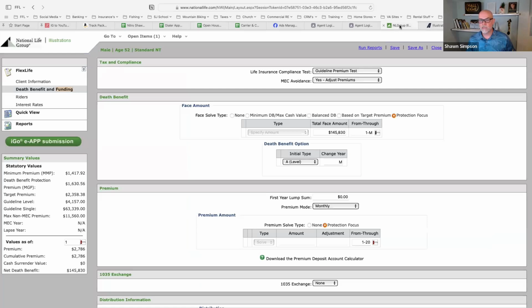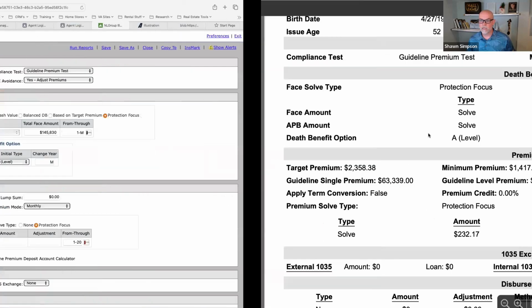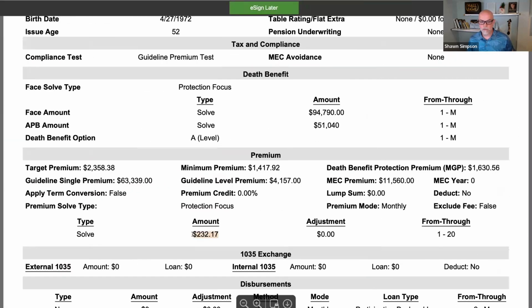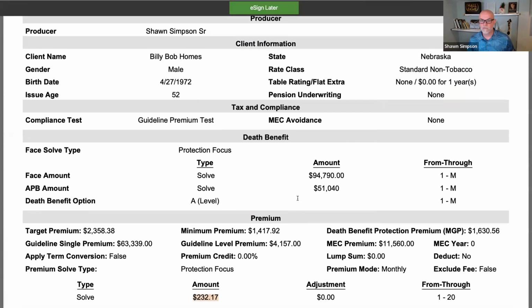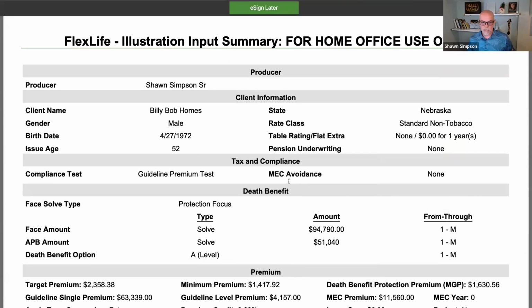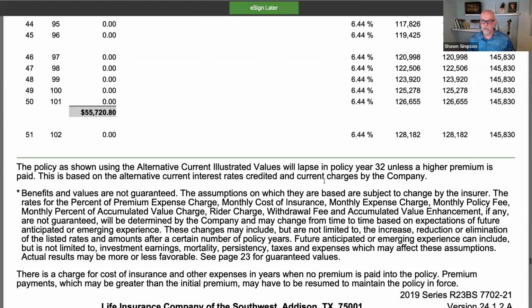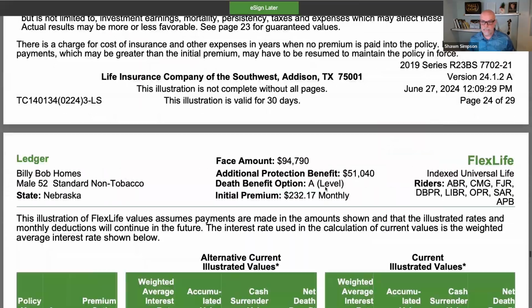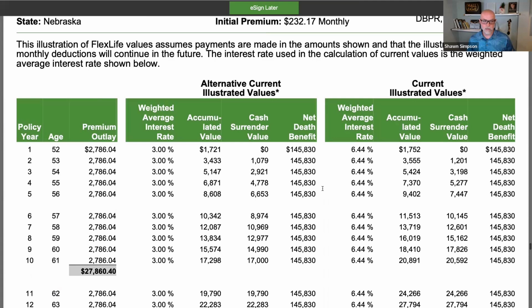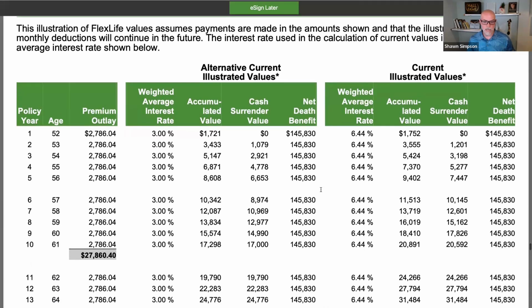With AIG or NLG, this one was $145,830, same amount, but his cost of insurance is 232, or his payment is $232.17 for the same amount of coverage, right? So here he's going to grow a little bit. Let me see here. Let's go back up here. We're just going to explore this together. I didn't look too deep into this before we got on the call here because I wanted to do this together with you guys.